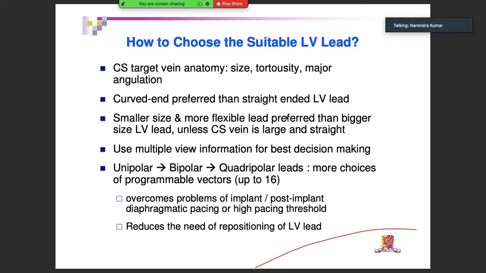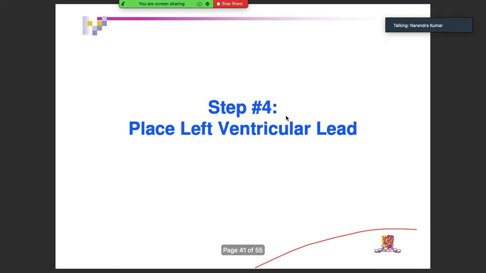Okay? And always make multiple views. The more the views, the better it is, so you can always achieve a better rate. So, unipolar, bipolar versus the quadripolar leads as well. Always remember, in quadripolars, of course, you will have more programmable vectors, which can go up to even 16 as well. So the more options for programming, the better will be the outcome, because it will reduce the need for repositioning of the LV lead as well. So this is something really important.